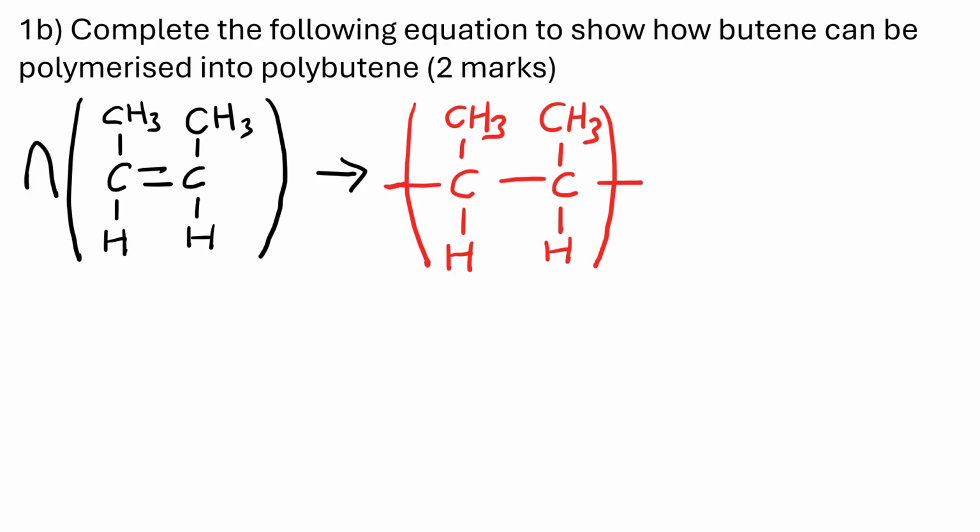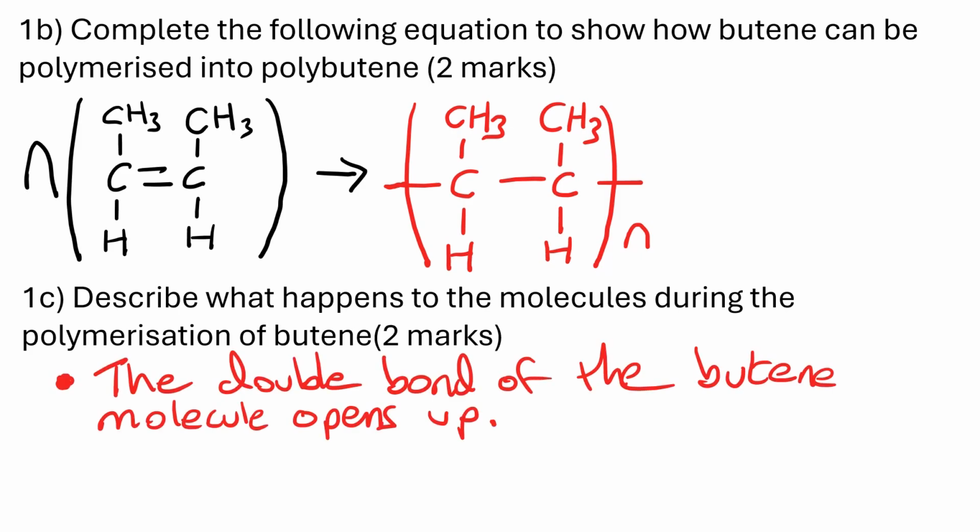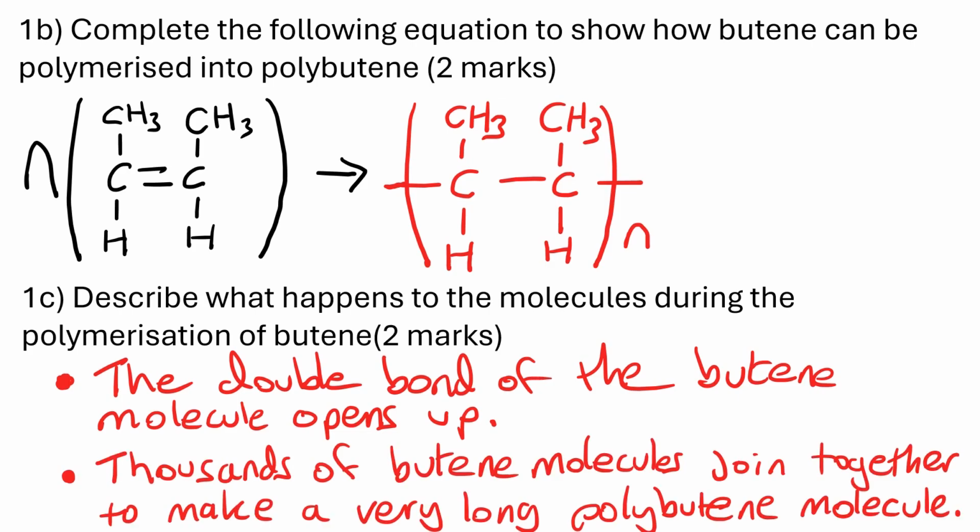That becomes a small n and goes down at the right hand side to show that the long polymer molecule looks like what we've got between the brackets, but many times over. In other words, a very long molecule. Describe what happens to the molecules during the polymerization of butene. Well, we can see that the double bond of the butene molecule opens up, and then thousands of butene molecules join together to make a very long polybutene molecule.